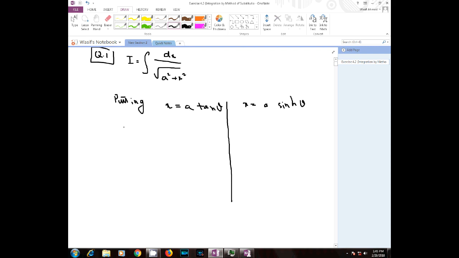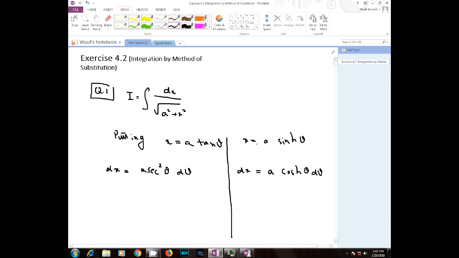hyperbolic theta. So when you take the differential of dx, it is equal to a times secant square theta d theta. Similarly, when you take the differential here, the differential comes out to be equal to a cos hyperbolic theta d theta. The derivatives of the hyperbolic functions are studied in school level calculus.